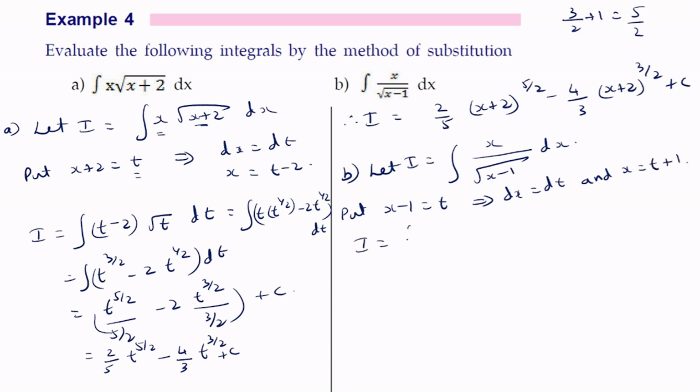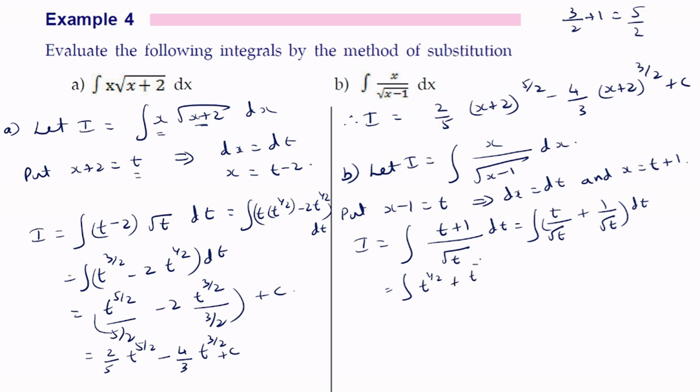So the given integral becomes integral, in place of x we put t plus 1, and in place of x minus 1 we put t. Dx is dt. So this is integral (t plus 1) by root t dt. This is nothing but t by root t, which is t raised to 1 minus half, which is half, plus 1 by root t, which is t raised to minus half, dt.